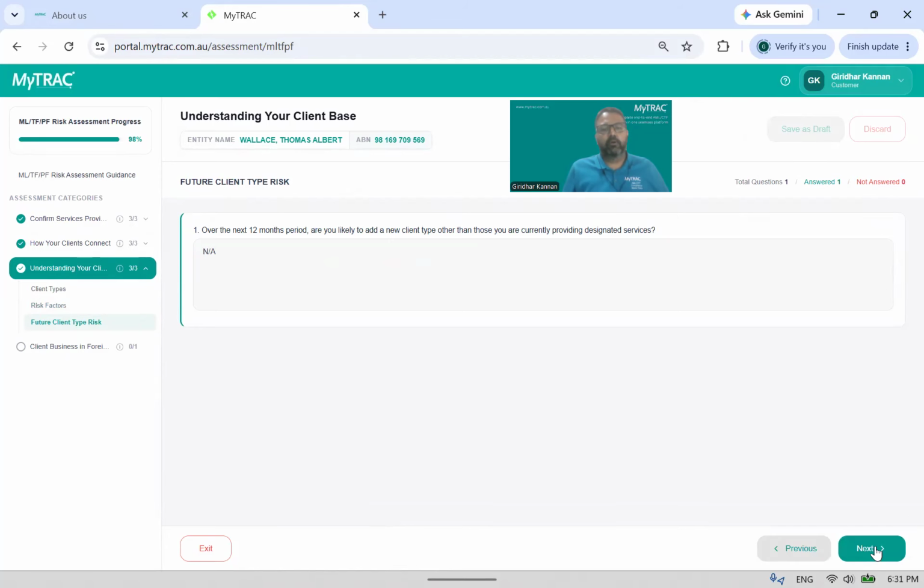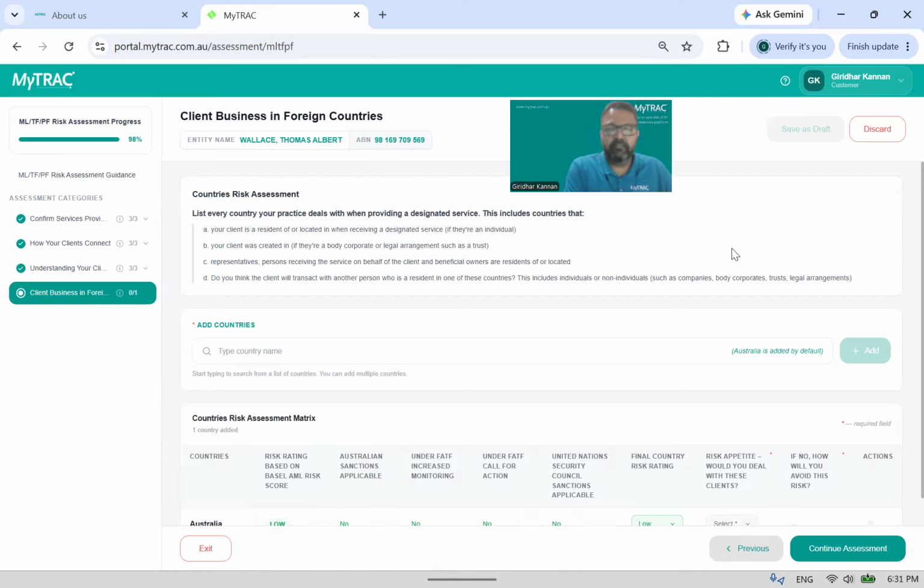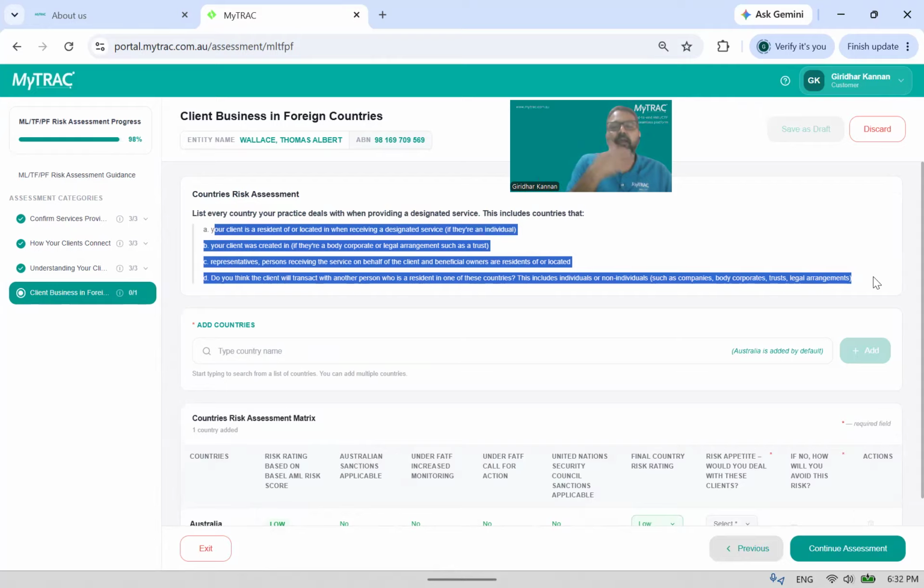Okay, moving on. Coming to the last part of the risk assessment, which is very interesting, will be the country risk assessment. Now, think of it from a designated service perspective. I want you to read all these 4 items very clearly, very carefully, and then think of the countries outside of Australia where you have exposure because of your clients, or your clients are generally staying as a resident of another country, but they're coming here for designated services, or you're acting for some companies where the beneficial owners are overseas, but you are the local director. It could be any or many of these combinations.